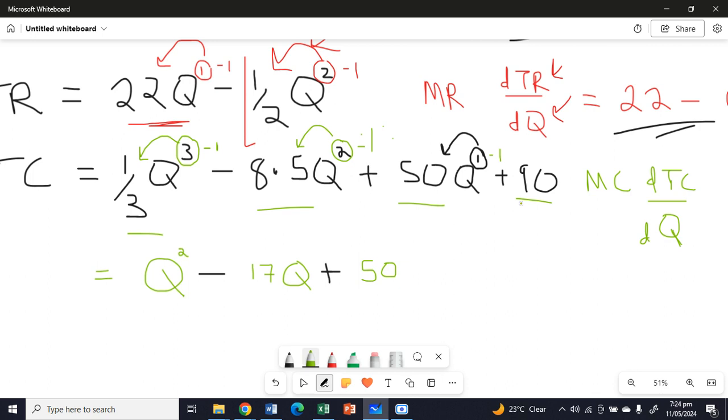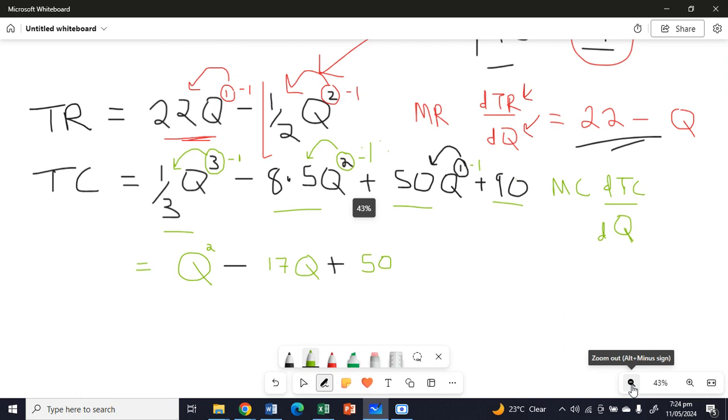Then if there's a number without any variable, in this case, a number which doesn't have a q, it disappears. So this 90 disappears. And colleagues, you know the good thing about it? You don't have to show how this 90 disappears. It just disappears.